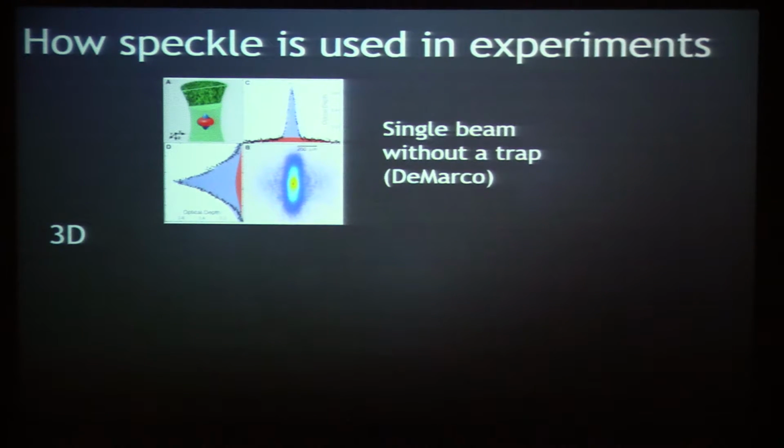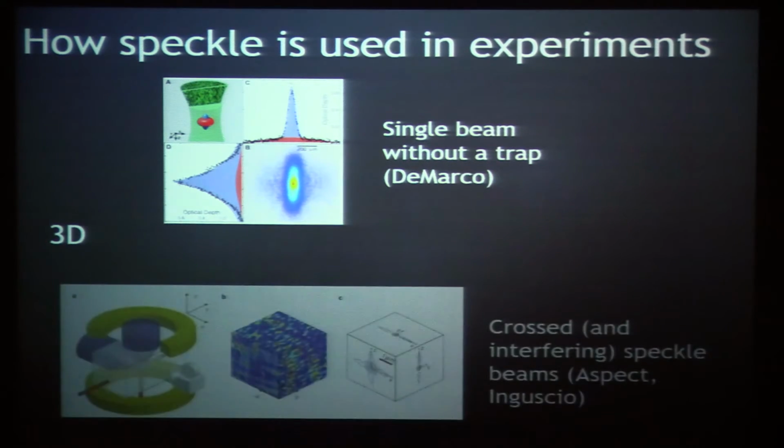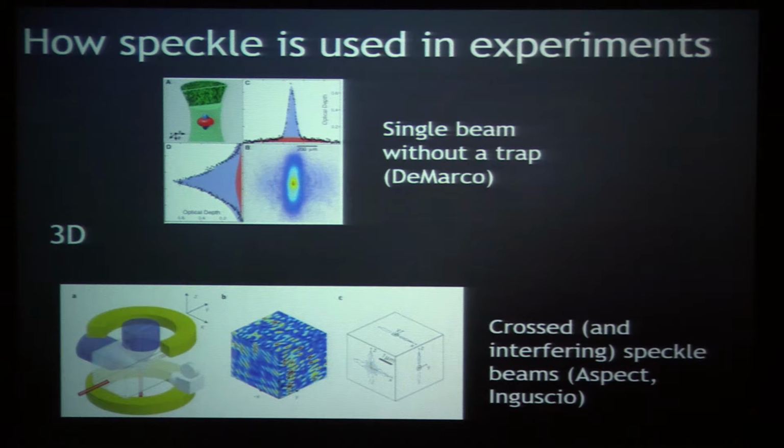Okay, so in 3D, people also do experiments. My group did an experiment where we just have a single speckle beam that's extending in 3D and released a gas into it, and we're able to see Anderson localization that way. And first the Space group and then Nguccio's group also did experiments where they took two speckle beams and crossed them to make 3D disorder.